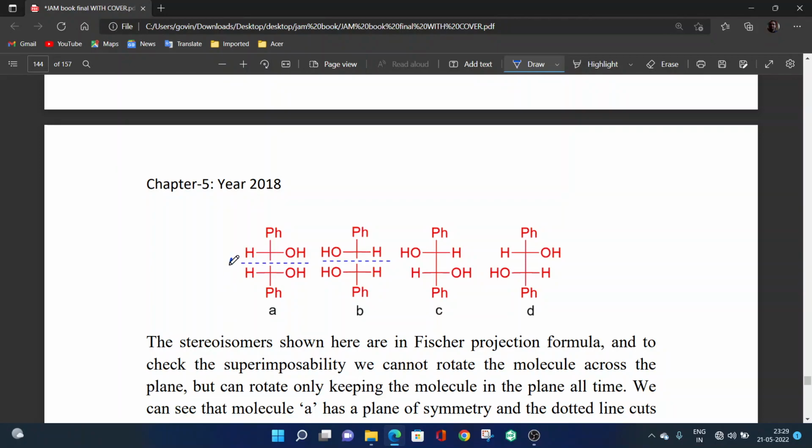Let us see this. If I cut this molecule from here, it's a plane, just like a paper I cut it. So I should get exactly the same thing. So you see, when I move here I find OH, when I move here I find OH, when I move here I find H, if I move here I find H. I move a distance of 2 carbons, I find pH, move a distance of 2 carbons, I find pH. That means we are getting exactly identical halves. So it has a plane of symmetry.